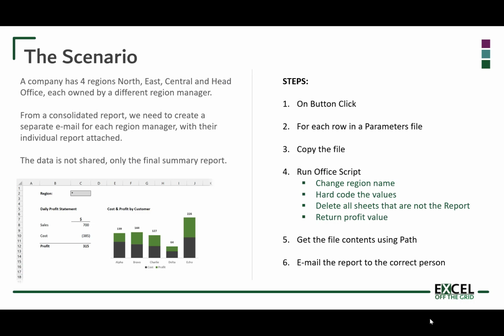On the right there, you can see the steps that we're going to take. So in Power Automate, we're going to start by clicking a button. We're then going to get all the rows in a parameters file, and we'll look at that in a moment.